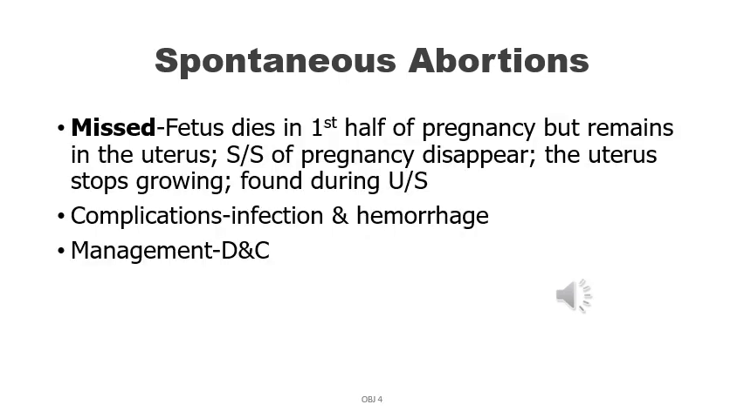So a missed AB is when the fetus dies in the first half of the pregnancy but remains in the uterus, when the body doesn't expel it. The signs and symptoms of pregnancy disappear, the uterus stops growing, and it's usually found during an ultrasound. Complications are infections and hemorrhage, and the management of this, again, is a D&C.